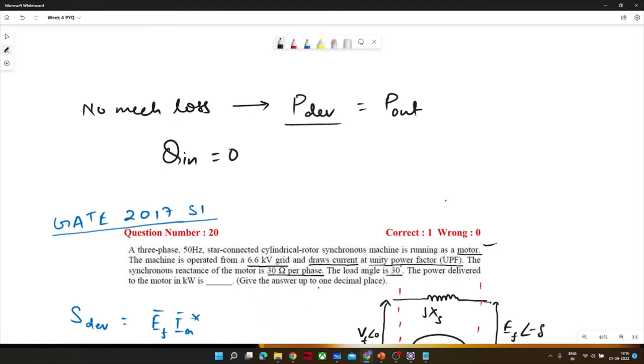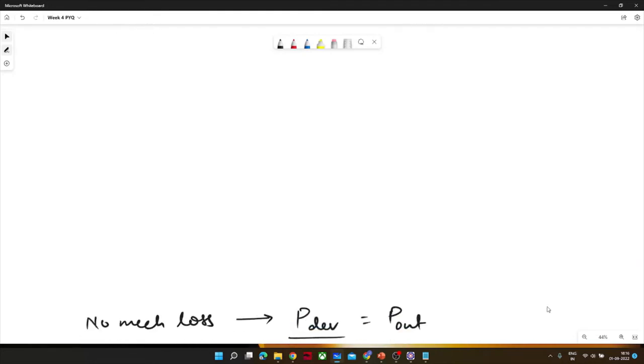Here it is operating at unity power factor, which means it has nothing to do with reactive power. Now, the synchronous reactance of the motor is 30 ohm per phase. Load angle is also given. We have to calculate the power delivered to the motor. First of all, we should always keep in mind the power flow in the motor. Input electrical power goes to the motor. Electrical losses are copper loss and core loss.